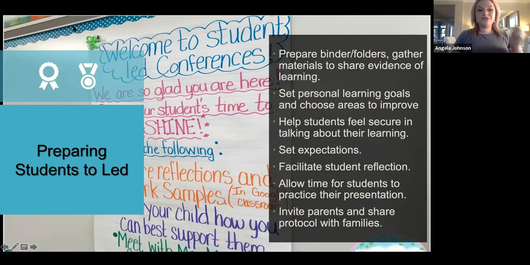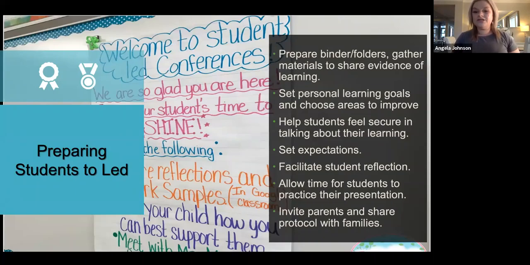All right. Now, how to prepare students for student-led conferences, right? How to prepare students to lead their conferences. So prepare binders or folders, gather materials to share evidence of learning. So you have to prepare those folders every day. Every day is a day to save a piece of work that is great. Tell the students, we're going to save this one for your portfolio. Tell them what they're doing, and then have them help, okay? Have a specific place where they put that work aside.